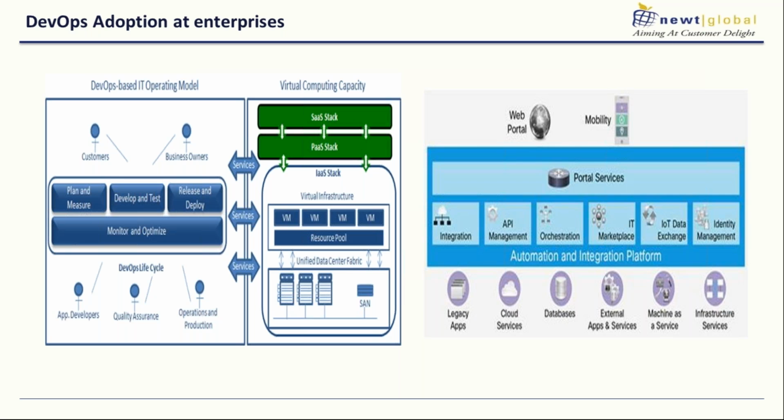So when you move to the DevOps mode of working, you see on the right, the way things will be managed is basically on a structure which is far more simple, which is basically an automation integration platform that controls all the legacy applications, the cloud services that are being provisioned, the databases that are being managed, and all the app services that go along. And everything is managed through an orchestration layer with appropriate integration, management of API, etc. And there is a portal which helps you to utilize these services.